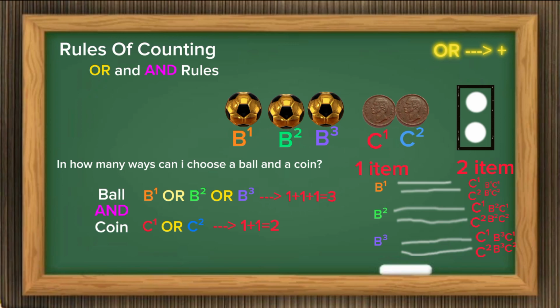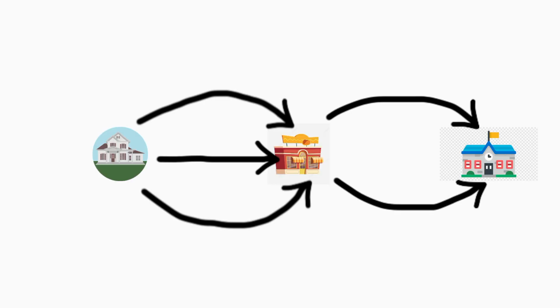So, in total, we have 6 possibilities for choosing one ball and one coin, which in fact result from multiplying 3 and 2. Then AND means multiplication, which is the AND rule for counting. Still confused? Well, let's go to the example.